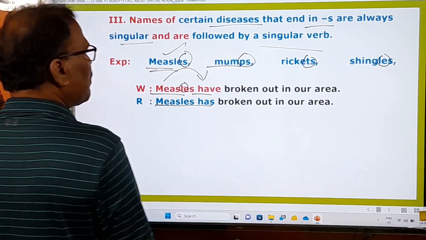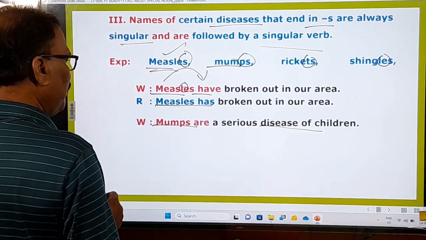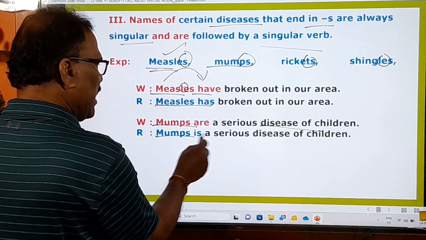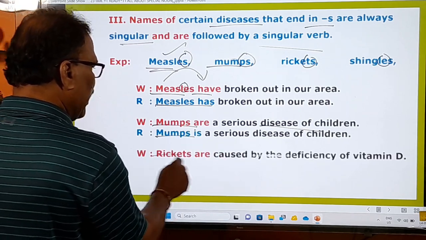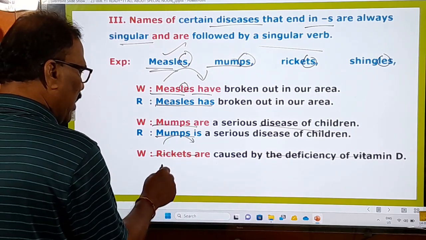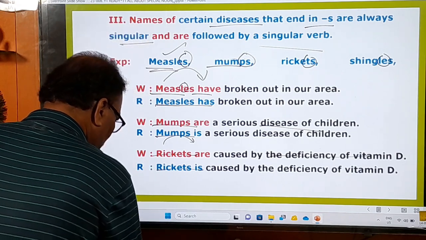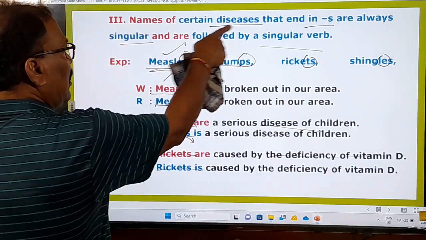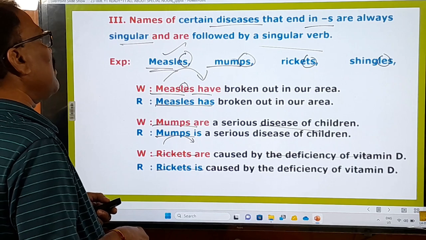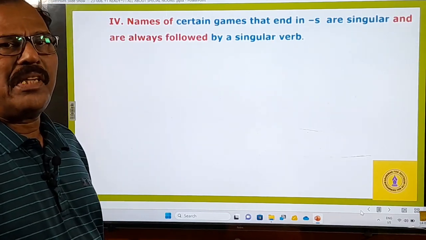Measles has. Similarly, "mumps are a serious disease of children", no, mumps is. And then "rickets are caused by the deficiency of vitamin D", don't say rickets are, say rickets is. So in this way, the names of certain diseases that end in -es are always singular and followed by a singular verb.